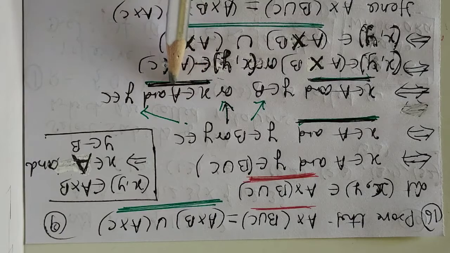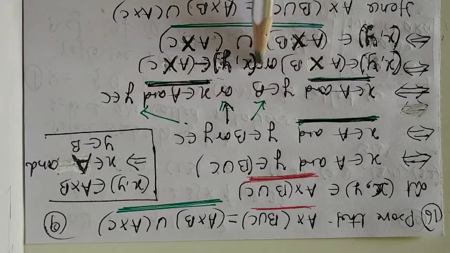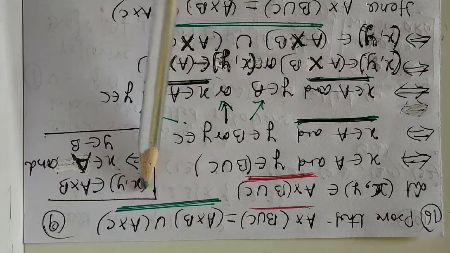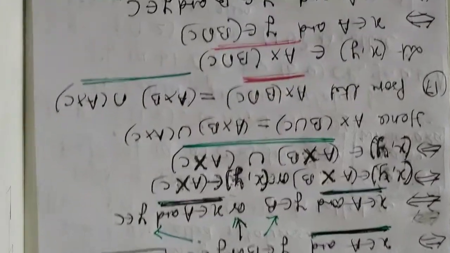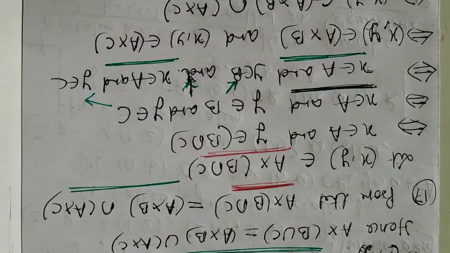Likewise, if x belongs to A, y belongs to C, then (x, y) belongs to A cross C. So finally (x, y) belongs to A cross B union A cross C. So starting from red we have got green, left to right, so this is proved. Likewise 17 can be proved, no harm.